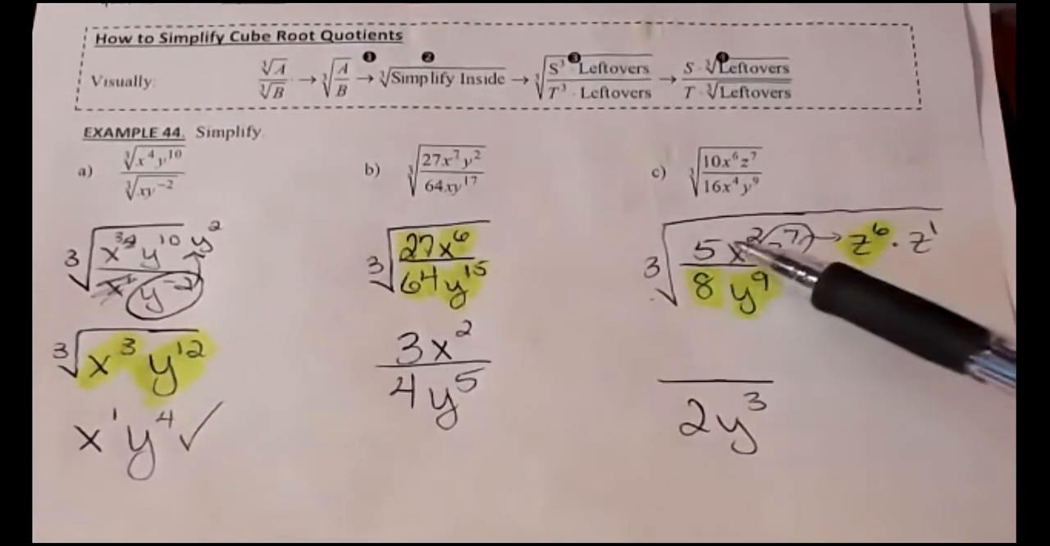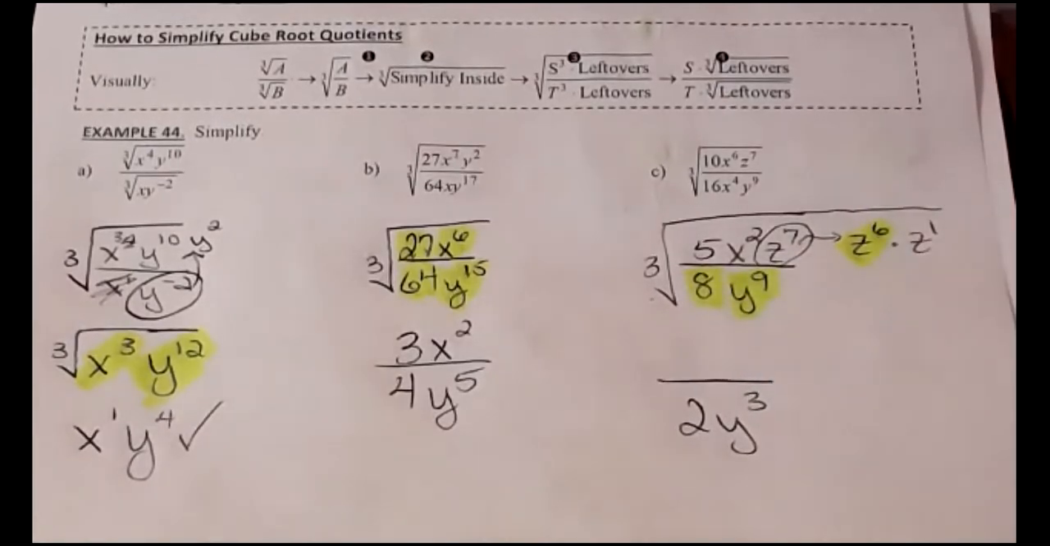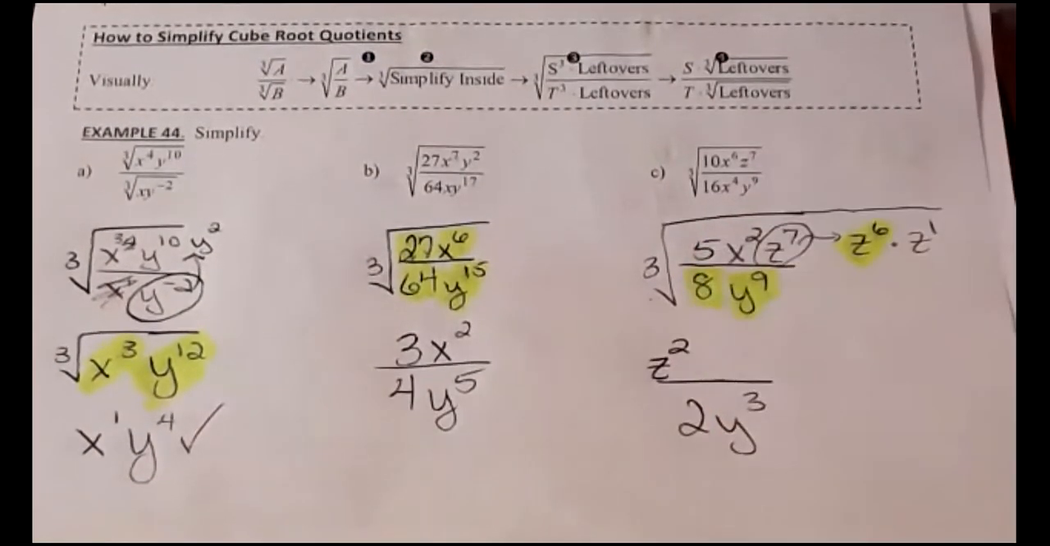We can't do any of these, right? But we can do this one. What's the cube root of z to the 6th? Z to the 2nd. Yes. Where is it? Numerator. Yes, numerator it is. Z to the 2nd up top.